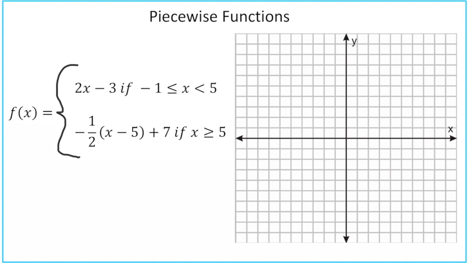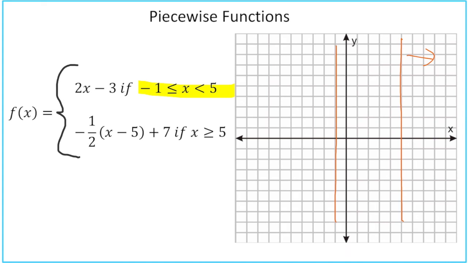So I'm going to start by taking a look at the range again for each part. The first range goes from negative 1 to positive 5. So it's in between that line at negative 1 and goes until we get to positive 5. So our first line will be in between those two lines. And then the second line will just be greater than that positive 5 line.